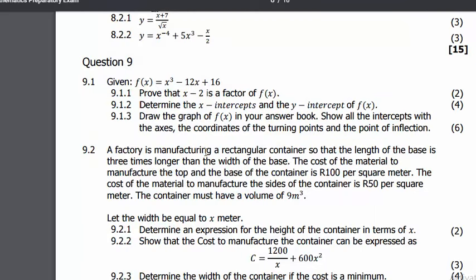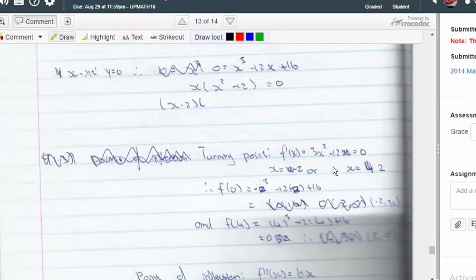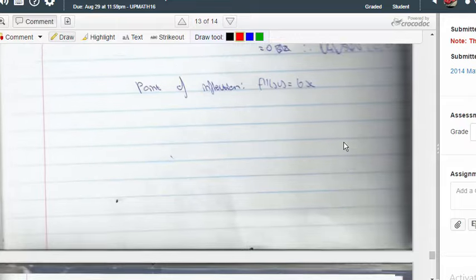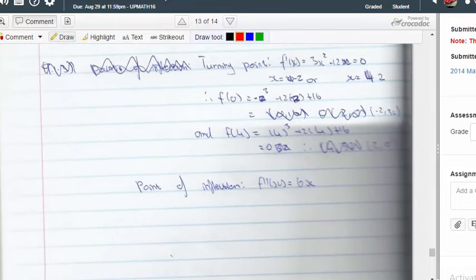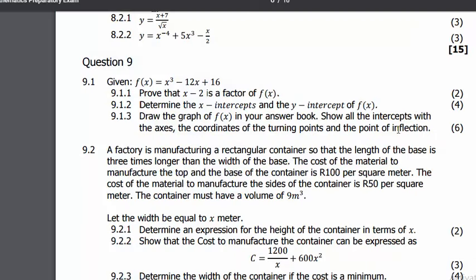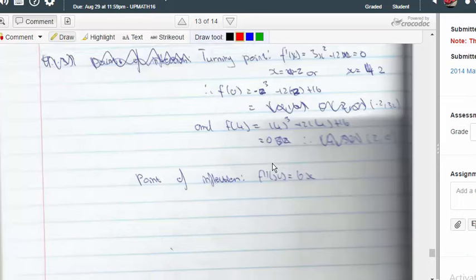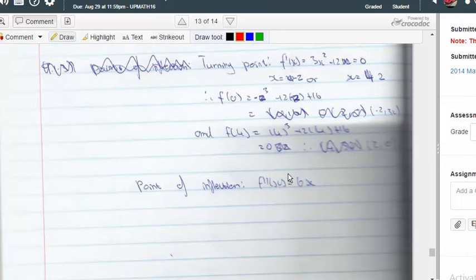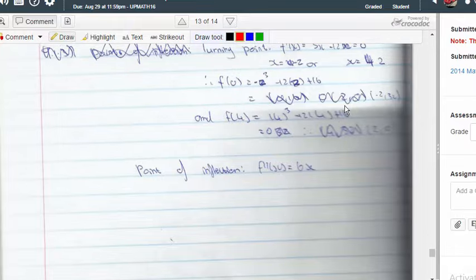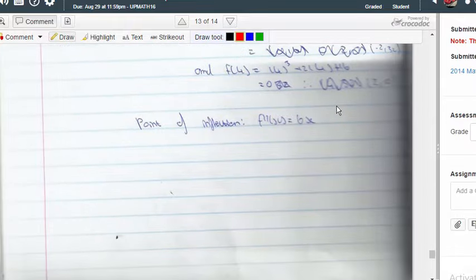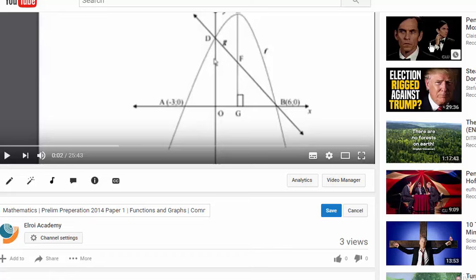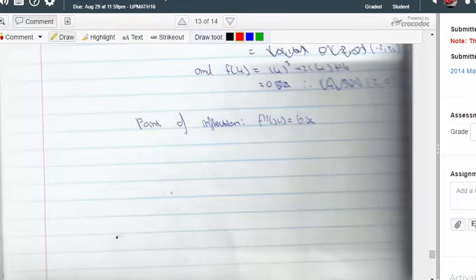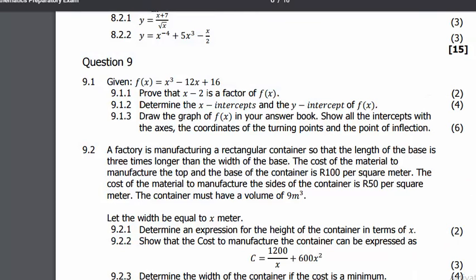Let's see, next question. Draw the graph of f in your answer book. Show all the intercepts with the axis. And okay, this student didn't do anything. Guys, even if you couldn't, and the point of inflection, if you couldn't draw it, okay, or if you couldn't find the intercepts, just draw the shape at least. Okay, so, but I'll draw it in here.